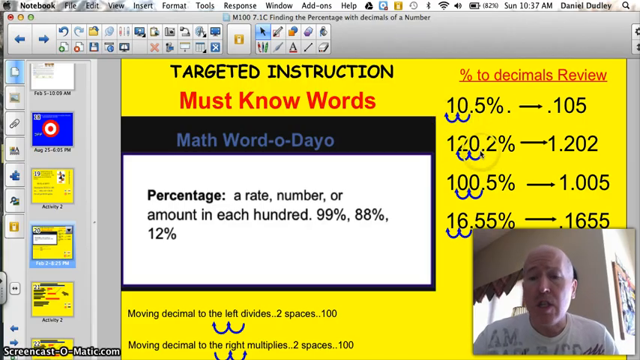This one here, it's 120.2%. All right, let's divide by 100. Move that decimal two spots. We got 1.202 is our decimal equivalent.